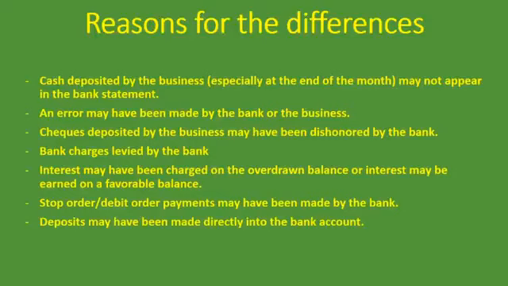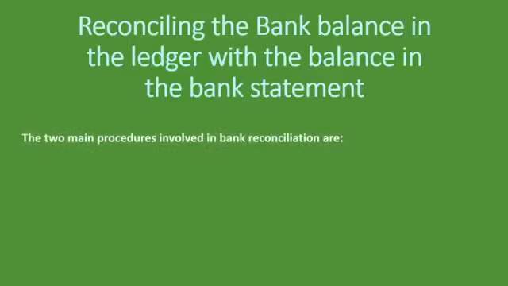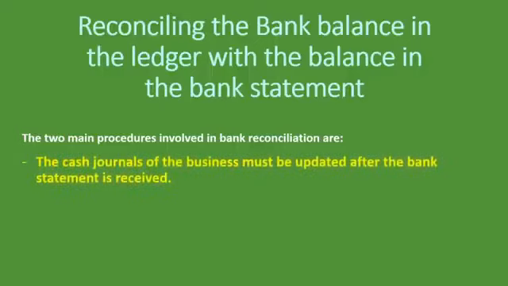So now that we know the reasons for the differences, here's how you account for these reasons. And here is how you are specifically going to do it when you are doing bank reconciliation questions. So here we are reconciling the bank balance in the ledger with the balance in the bank statement. We do it in the bank reconciliation statement. And how do we do it? There are two main procedures involved in bank reconciliation. They are: the cash journals of the business must be updated after the bank statement is received.